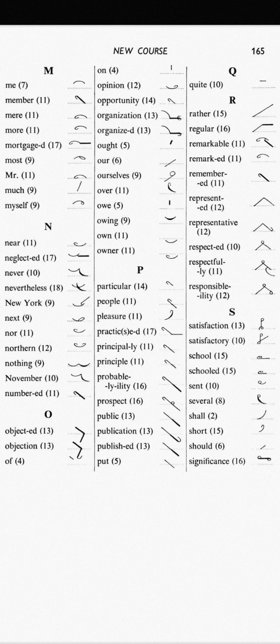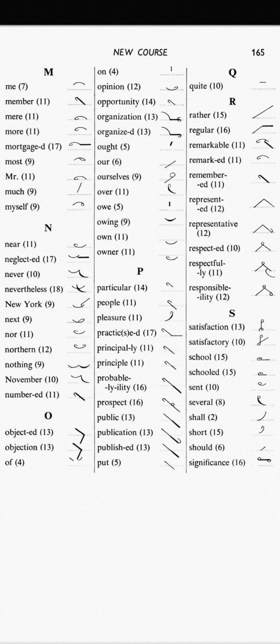Upward R through the line for R. Upward R through the line with SES circle for ourselves. V stroke with R hook above the line for over. Small tick in the form of D above the line for O. NG stroke above the line for owing. N stroke through the line for own. N stroke with R hook through the line for owner.